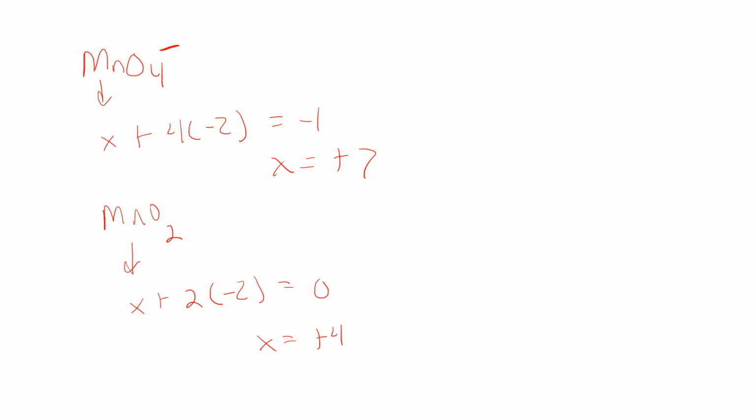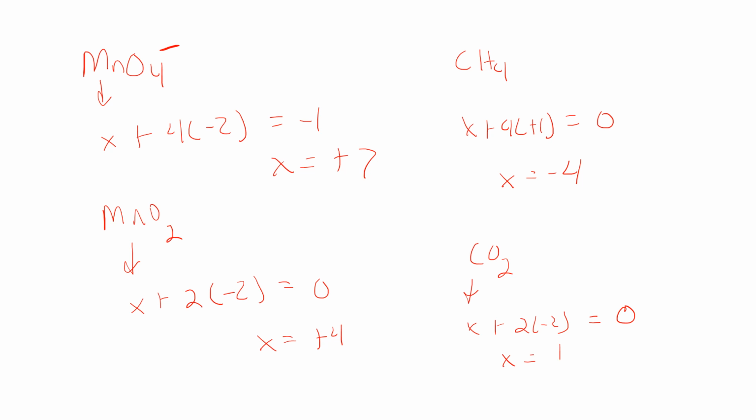We can look at a reaction scheme such as CH4. Or rather, not a scheme, we're going to get to that. We're going to look at CH4. Same thing, this represents X plus 4 times plus 1 equals 0. X is equal to -4. We can do something like CO2, which is the scheme we're going to be talking about pretty soon. We have X plus 2 times negative 2 equals 0, which X is equal to plus 4.